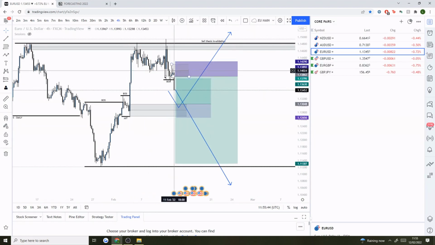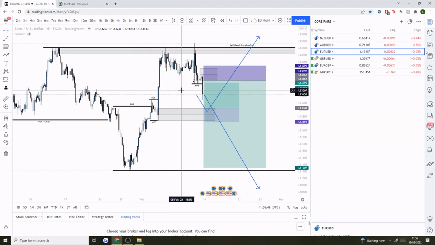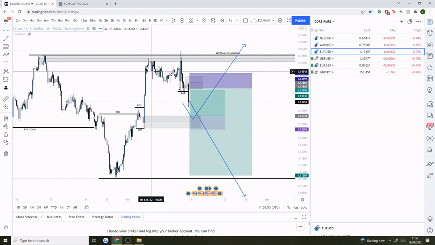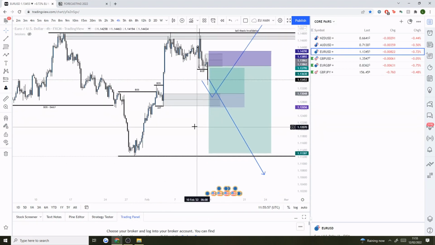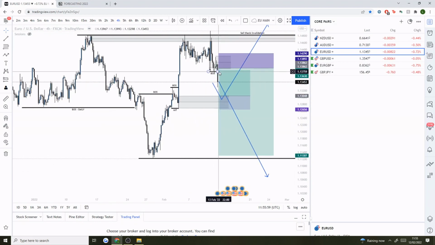So yeah, we'll have to see what happens really this week on euro dollar, but I think it's absolutely fine to buy out of this 4-hour demand order block, and I think it makes sense to sell as well, following away from this daily order block. So let's see what happens this week on EU, but that's my forecast.